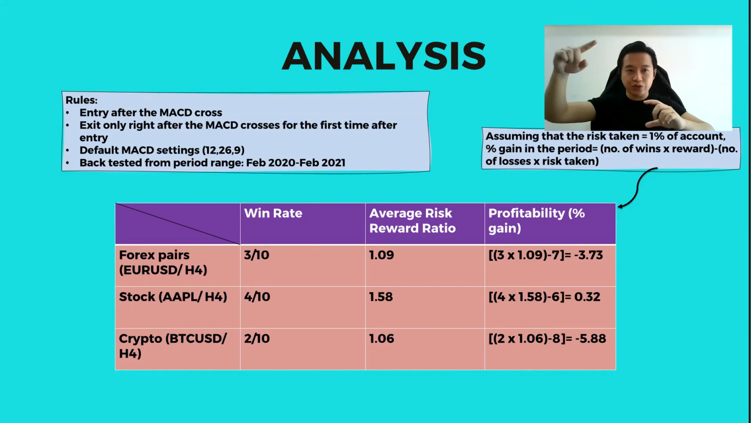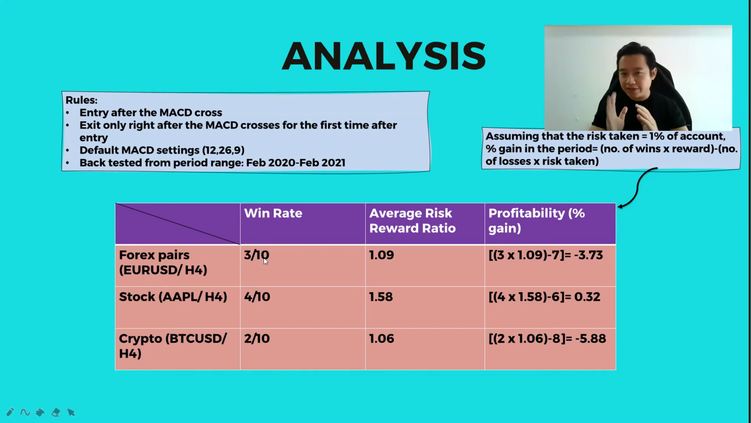So, the risk reward ratio. For this test, we use the default MACD settings, 12, 26, 9, and this is our testing frame for the entire 1 year. For the Forex pairs, we use euro dollar as the study, and the win rate is 3 out of 10.